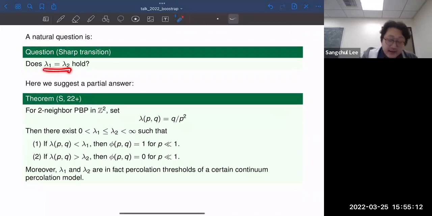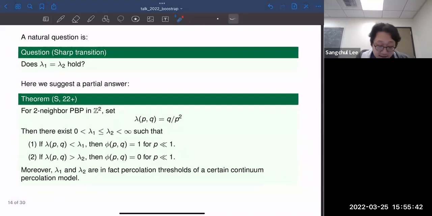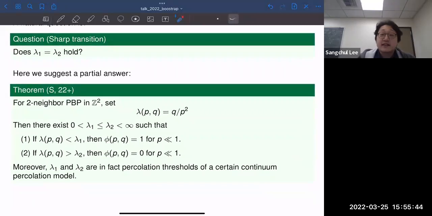Well, actually, the proof technique they used is very far from resolving this question. My contribution is that we can actually identify the nature of these two parameters. Unfortunately, the question of whether they actually equal or not is far more difficult than the other questions.